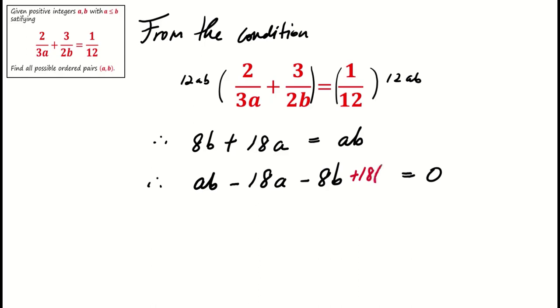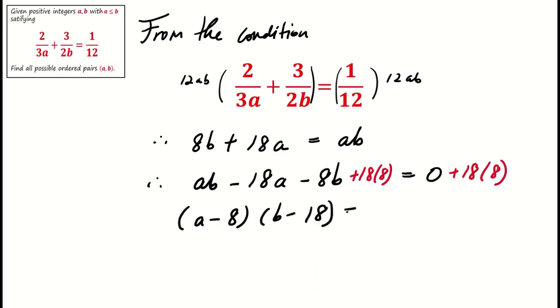Adding 18 times 8 to both sides allows us to factorize the left-hand side of the equation as (a minus 8) times (b minus 18). For the right-hand side, 18 times 8 is 144, with prime factorization 2 to the power of 4 times 3 to the power of 2.